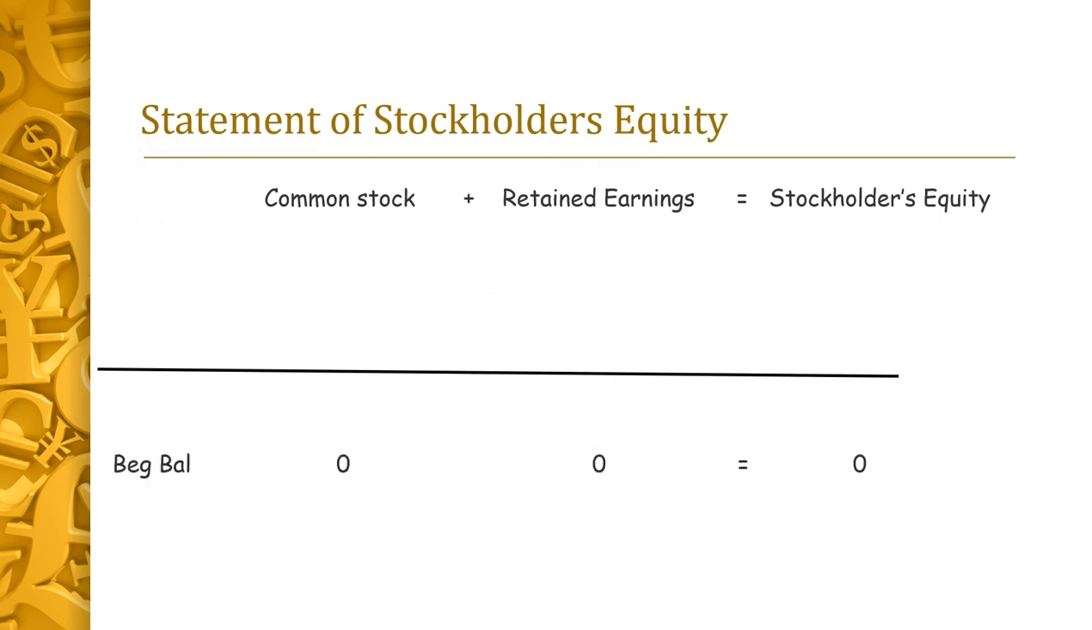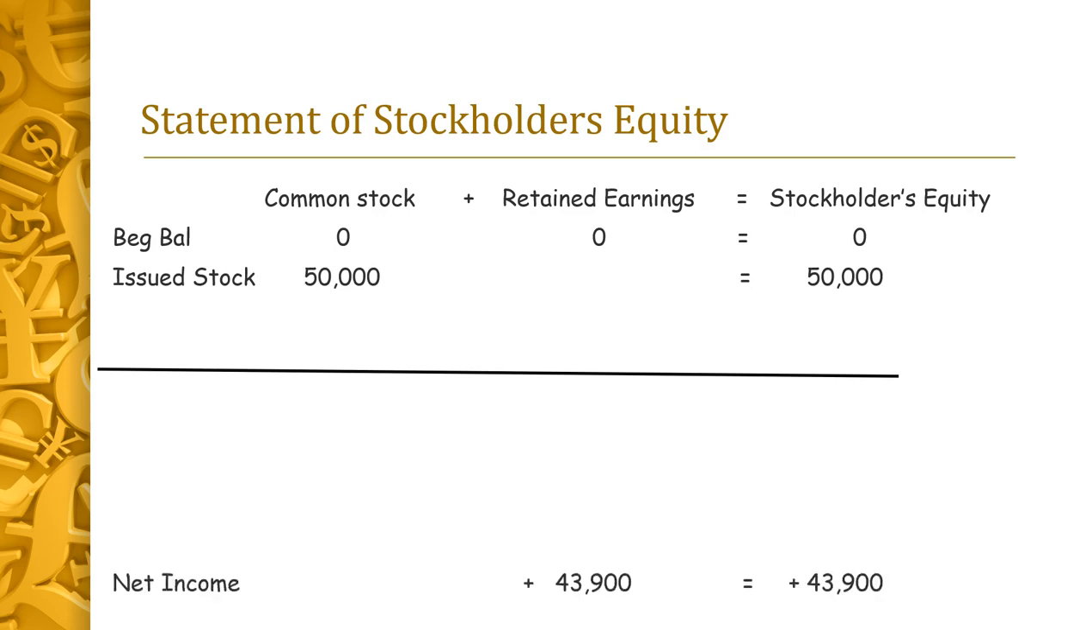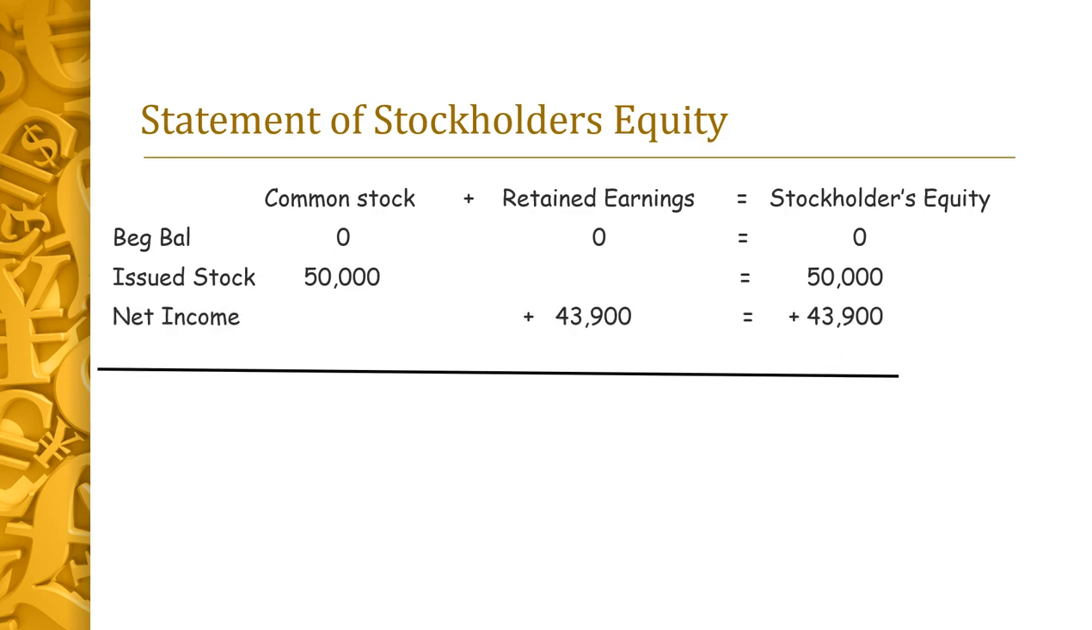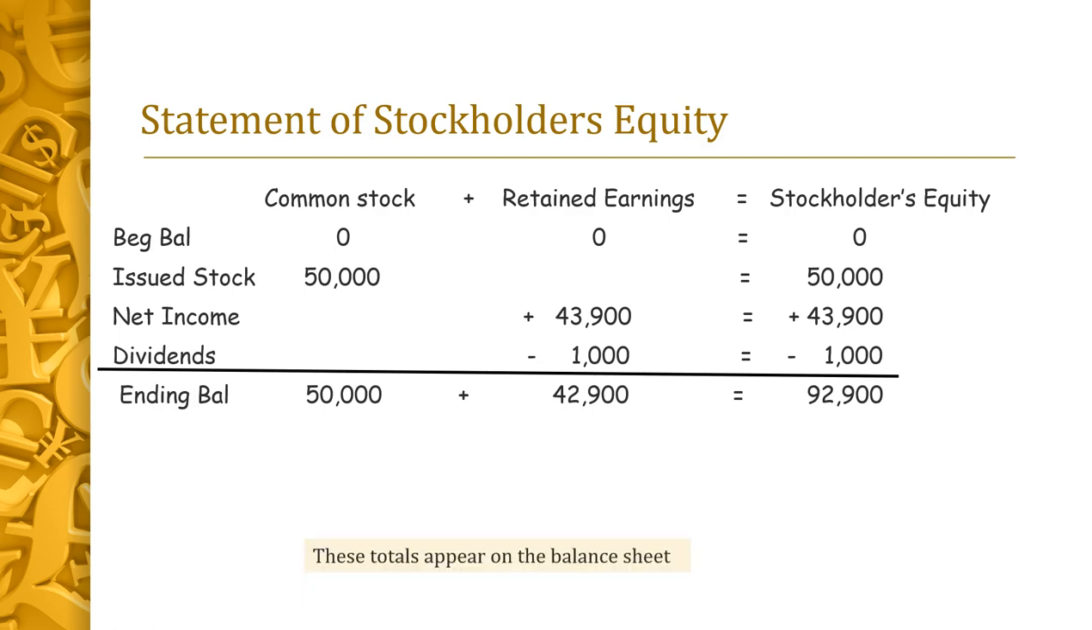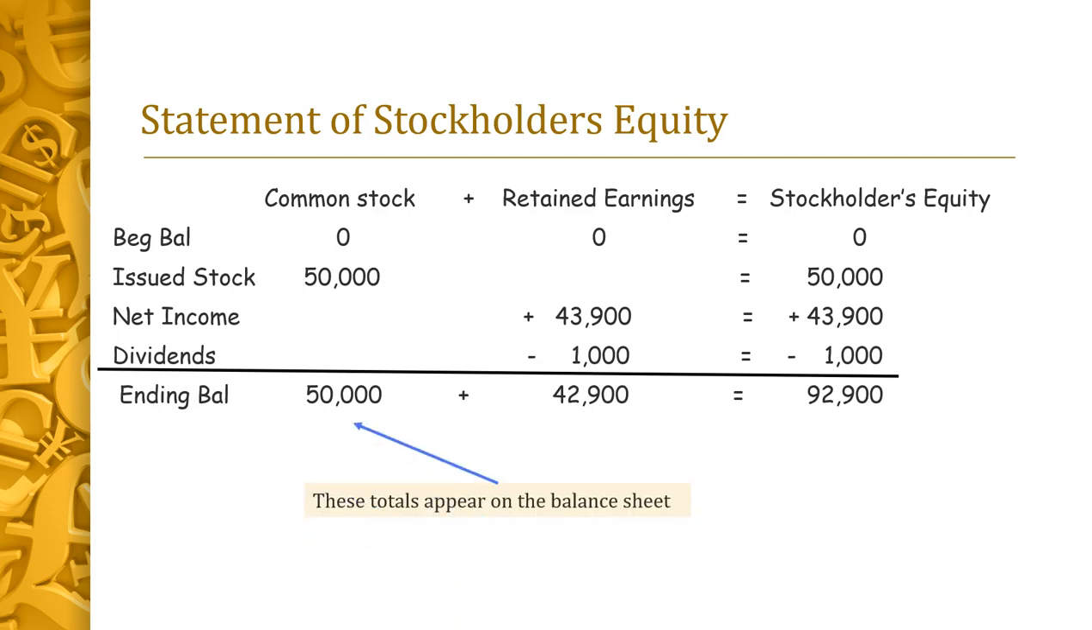Stockholders' equity. We start with our beginning balances, and since it was the beginning of the year, we had no common stock, retained earnings, or stockholders' equity, and we know during the year we issued stock. We had net income, which we got from the income statement, and we paid dividends. These are the balances that are now going to go to the balance sheet. And this is the thing that students often forget. You need these totals. Do not take the totals that are on the adjusted trial balance. You need to take the ending balance from the statement of stockholders' equity.